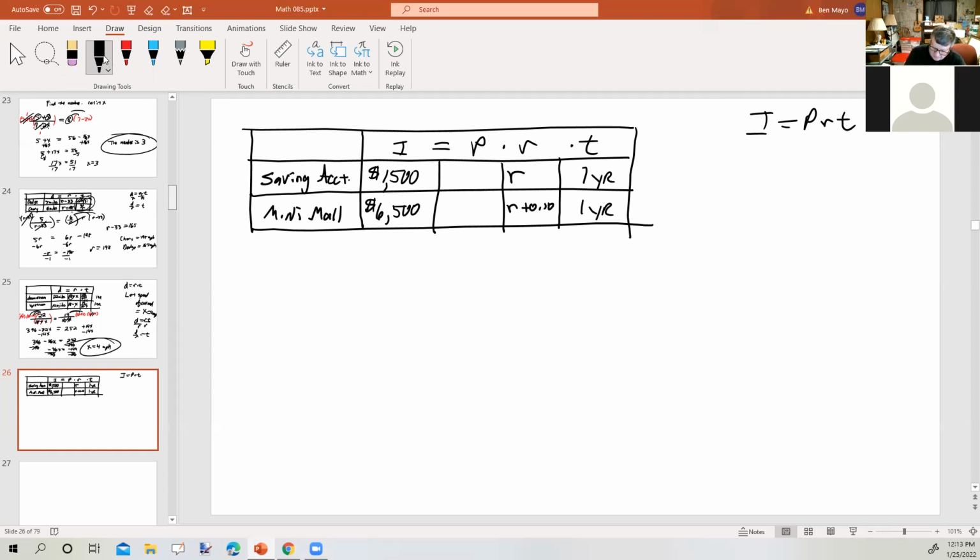Okay. What did it say about the principal? It said an amount of money is invested. That same amount of money is in, oh, they're equal. We need to solve for P. Divide both sides by RT. So P equals I divided by RT. So P equals I, which is 1,500 divided by RT. R times 1 is R. And the second one, P is 6,500 divided by R plus 0.10 times 1, which is R plus 0.10.